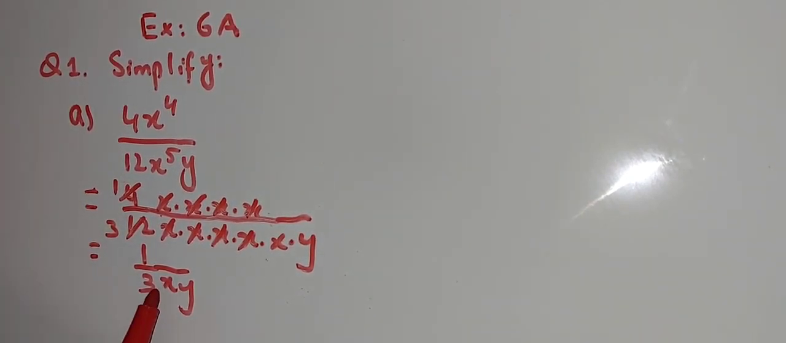You will write 1x here, and y as it is. Both patterns are there. If you want to go direct, you can go direct. If you want to follow this method, you can follow this method. Now move on to part B.